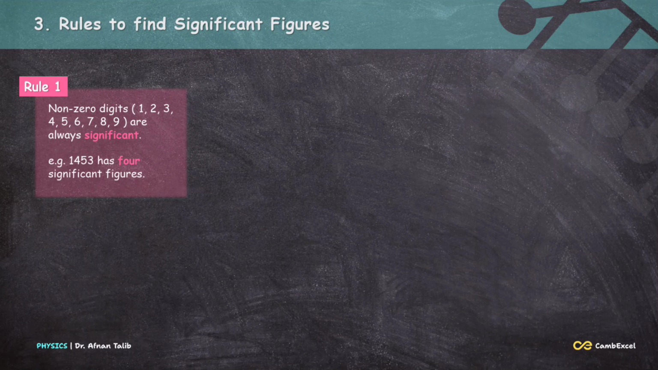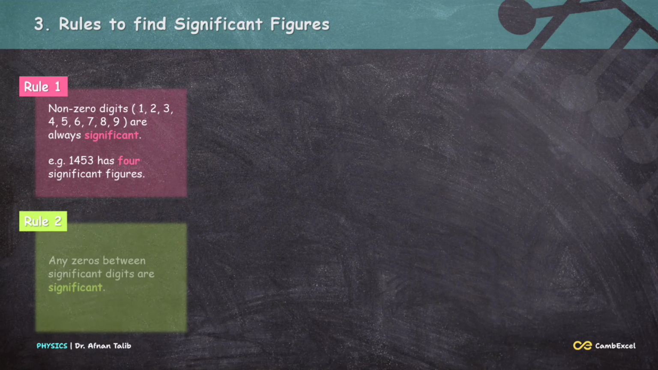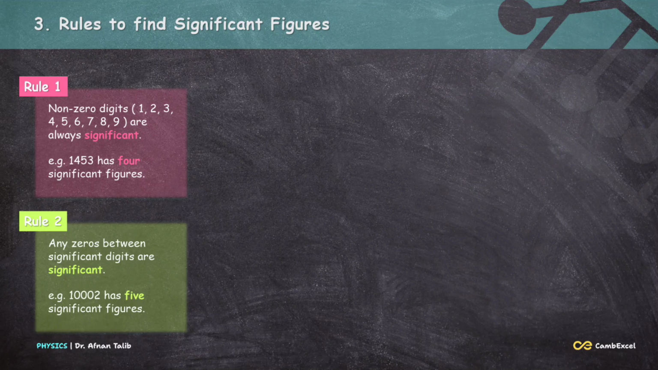For example, we have the number 1453. In this number, you can see that all the digits are non-zero, so these 4 digits will be considered significant. And according to rule number 2, any zeros between significant digits will be considered significant. For example, we have the number 10002. You can see that there are 3 zeros in between two non-zero digits, 1 and 2. So as a whole, there would be 5 significant digits, including the zeros in between the non-zero digits.